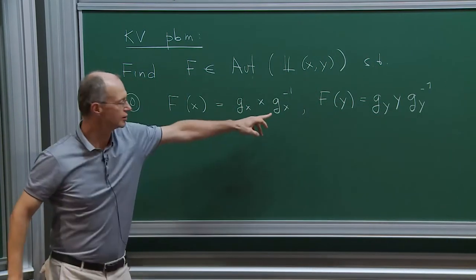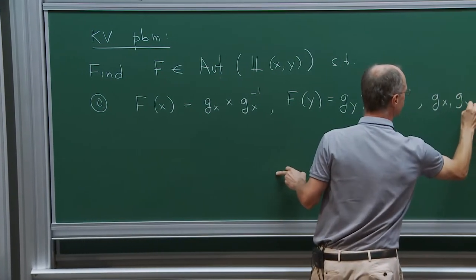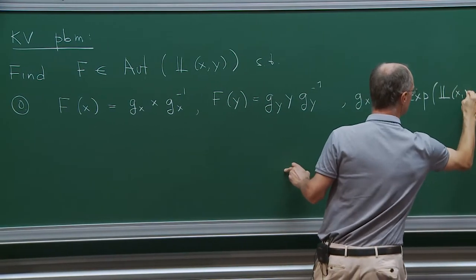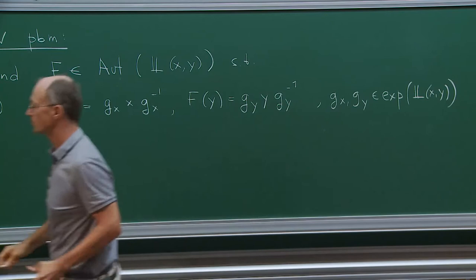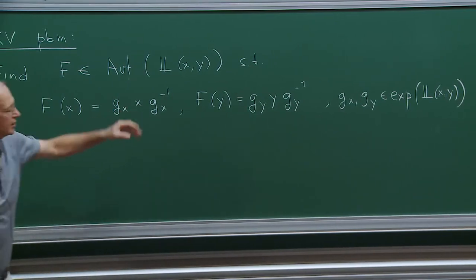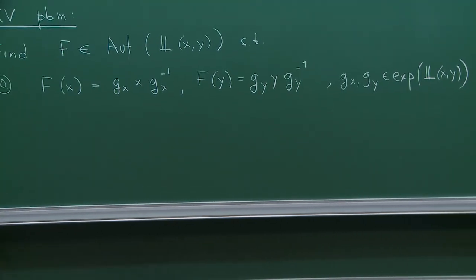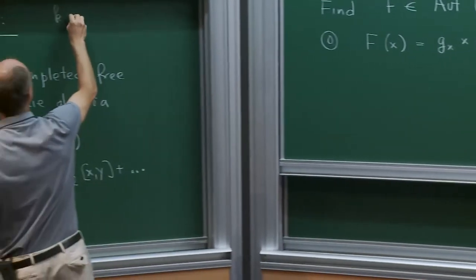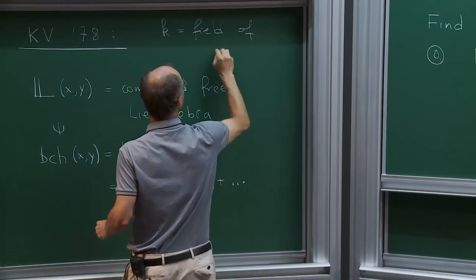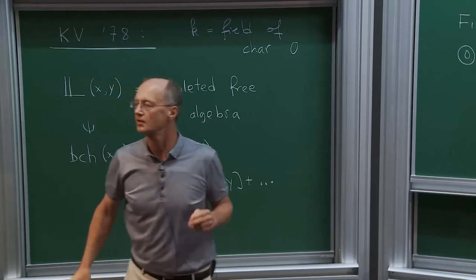Where g_x and g_y are elements of the exponential group of L. So L is graded by the number of letters x and y, so we can easily define the corresponding group. And what is the ground ring? Yeah, right, so you're right. So let's say K is a field of characteristic zero, so that's the ground ring.